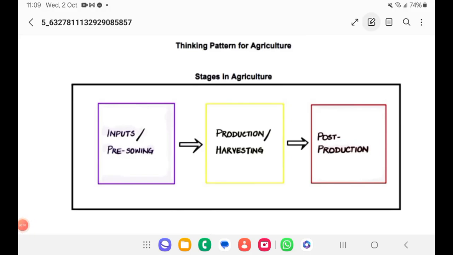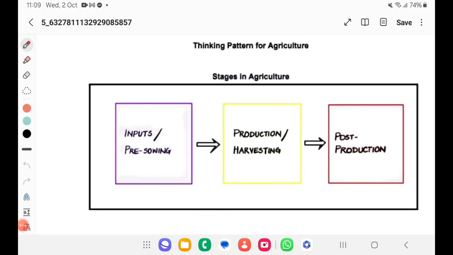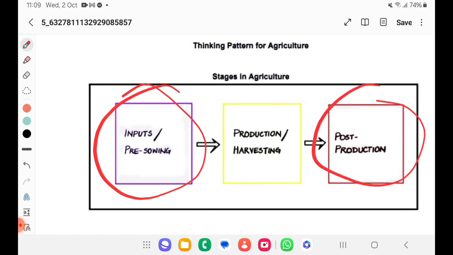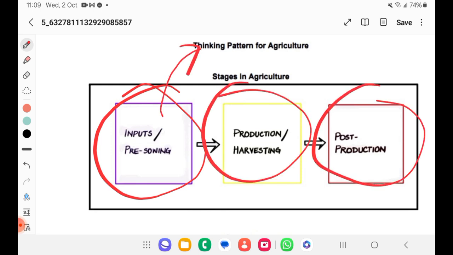A couple of classes, we were learning in depth about agriculture. We noticed a common point there: if we know these three steps, that is input or pre-sowing, harvesting and post-production stages, and the issues and processes related to them, we should be able to read other subheadings, with some of the schemes, initiatives, way forward and the issues.